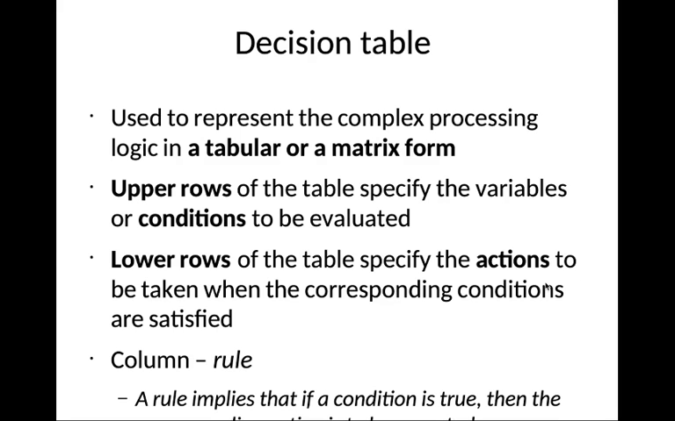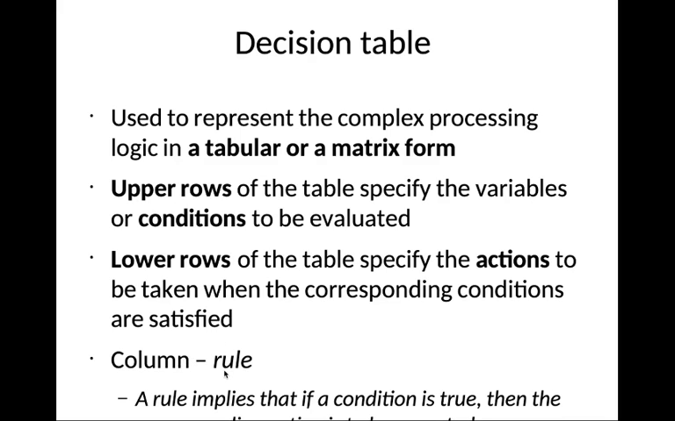Then there is another method, we call it as decision table method. It is used to represent in a tabular or matrix form. Upper rows of the table specify the variables or conditions to be evaluated, and lower rows of the table specify the actions to be taken. So here we have a matrix. The upper rows will represent the conditions and lower rows will represent actions.